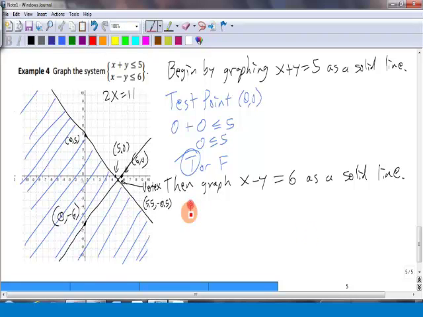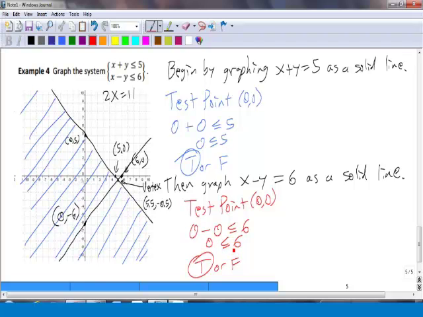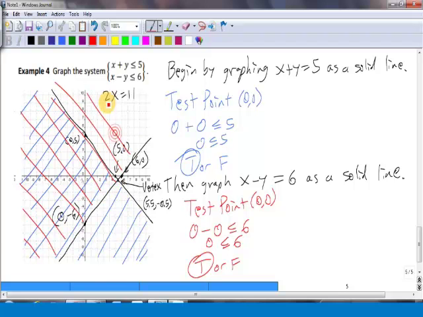And then pick a test point. Let's go with red for the test point here. Also the origin. 0 minus 0 is less than or equal to 6. True or false? That's also true. 0 is less than or equal to 6. So we shade everything, as far as this line is concerned. The origin is above and to the left of this line, so we shade everything above and to the left of this line. There we go.